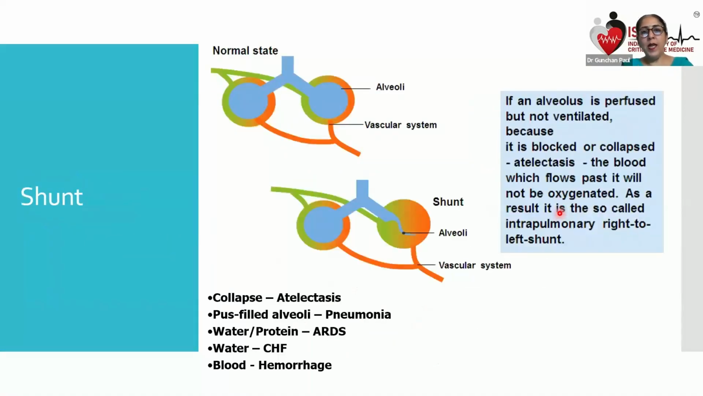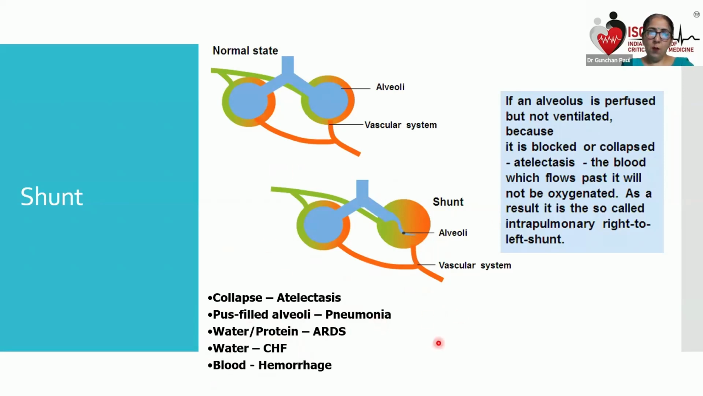The second problem in the lung can be shunting. Shunting means, see, these are normal alveoli and there is blood around them, their gas exchange will occur. If the alveoli gets collapsed, there is fluid outside or something is collected inside the alveoli. Like if it is filled with pus, which we call as pneumonia, if it is filled with water and protein like ARDS, if it is filled with water like congestive heart failure, or blood which we call hemorrhage. So alveolus is perfused, the blood is around, but it is not ventilated because either it is blocked or it is collapsed. Again, then it will not take part in gas exchange and there will be hypoxia. So this is called as shunting.